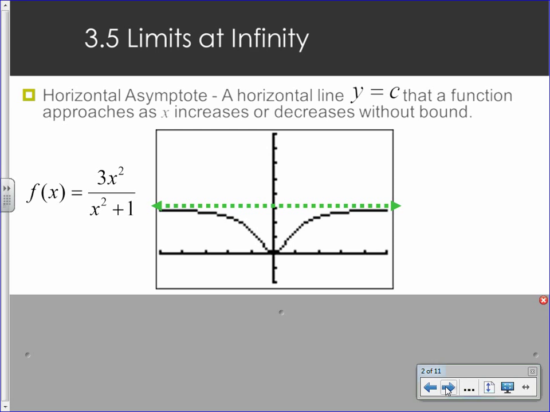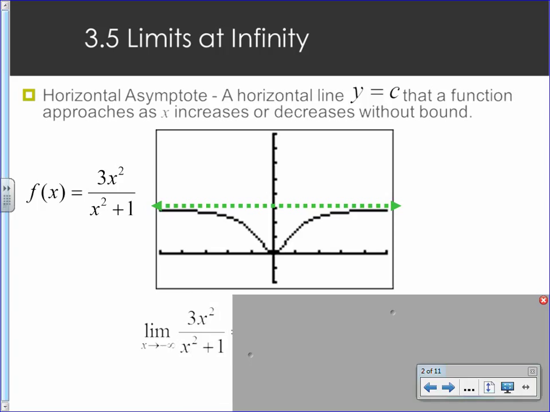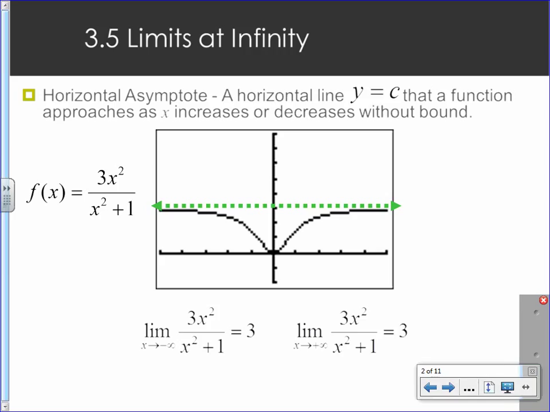Here I have a rational function with this nice green horizontal asymptote highlighted for you. If I ask you for the limit as x goes to negative infinity, what is happening to our graph as we go towards negative infinity? What is it approaching? 3, the asymptote. So it would be 3. If I ask you for the limit as x approaches positive infinity of this graph, you would tell me 3, because that's where our function is going. It's approaching that asymptote.